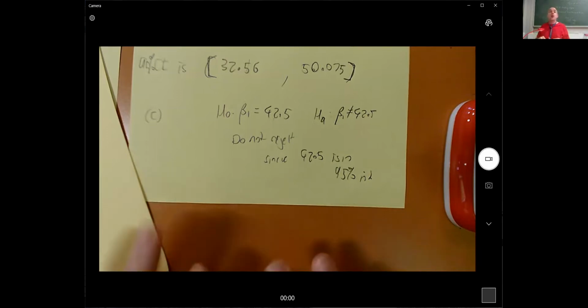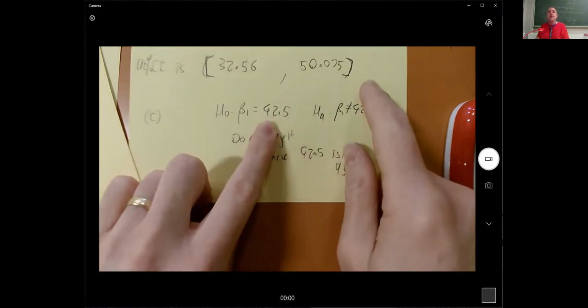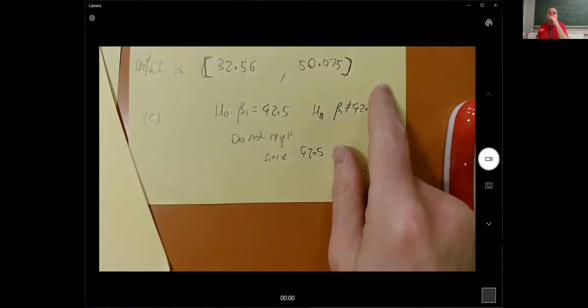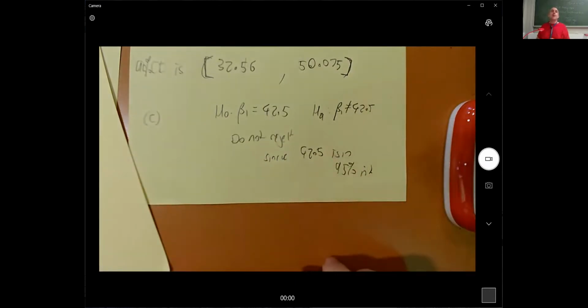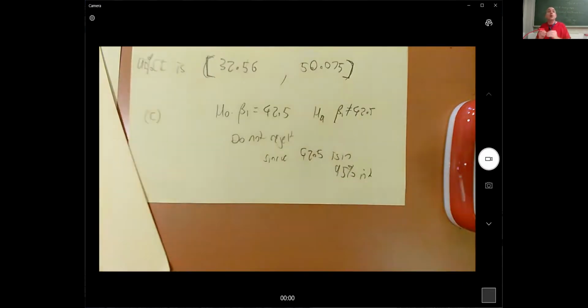Right. So I know that if I had done a hypothesis test with the number 60 in this spot, I would be guaranteed to reject it because it's outside the confidence interval. But that only works for two-sided hypothesis tests because the confidence interval has two sides. So it's only going to work for two-sided hypothesis tests. So just be careful on that.